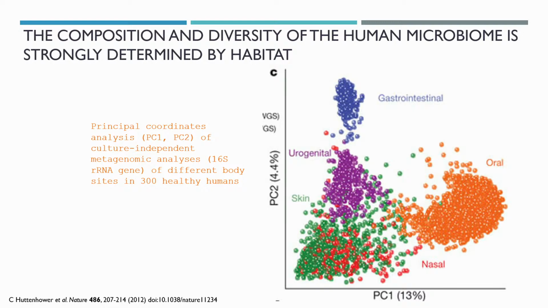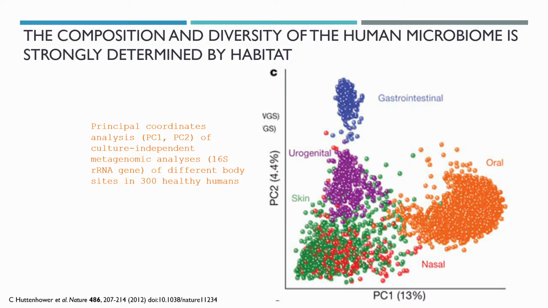Does that make sense? If I were to ask you, is the oral cavity more closely similar to the skin or the gastrointestinal tract? What would you say? The skin, right? Because there's a lot more overlap between the orange and the green. Great. So you guys know how to read this. This is different body sites in 300 healthy humans, just looking at the microbiota. The key here is that this shows clusters of samples based on their similarity, and groups that are more similar to each other will have higher overlap on a PCA plot.